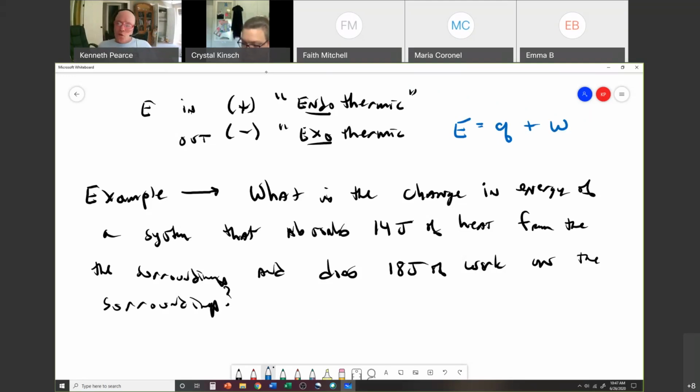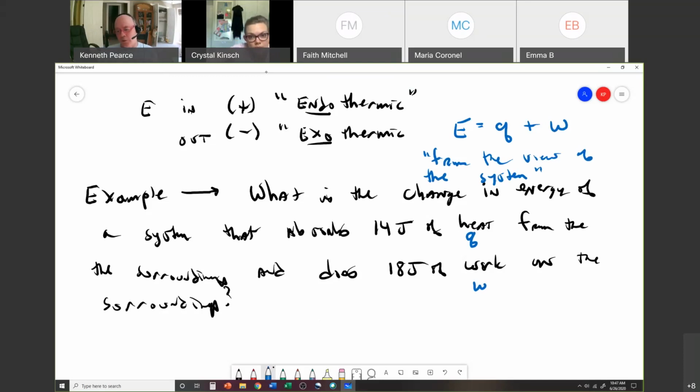All right, and so what's the heat? Well, this is Q. And what's the work? Well, that's W, that's work. And we've got 14 joules and 18 joules, and we have to decide. Now, this is where we have to be very careful. It all comes down to the sign. Remember, this is always from the view of the system.